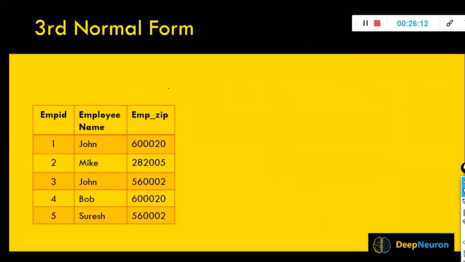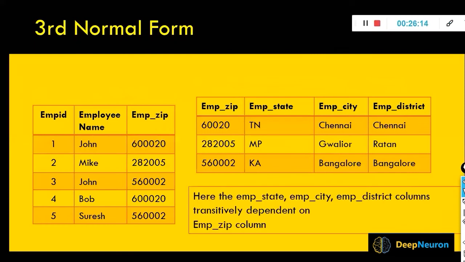in a separate table. Look here, the employee, employee name, employee zip, right? So these 3 are in a single table, and these 3 depend on this one, the zip, right? Employee zip. So put it in a separate table. Here, non-key columns are dependent on another column. It should fully depend on the primary key. That is the rule, right? It is not fully dependent.